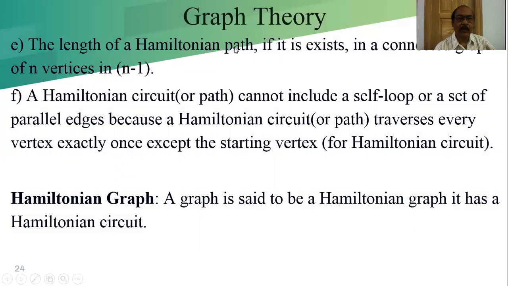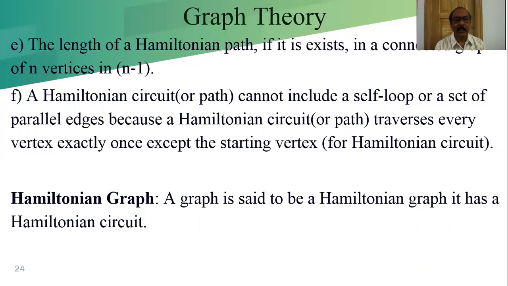Another one: the length of the Hamiltonian path, if it exists in a connected graph of n vertices, is n minus 1. Because in a Hamiltonian circuit the length is n, as there are n edges. When one edge is removed from the Hamiltonian circuit, we get a Hamiltonian path. Then the length of the Hamiltonian path is one edge less, n minus 1.